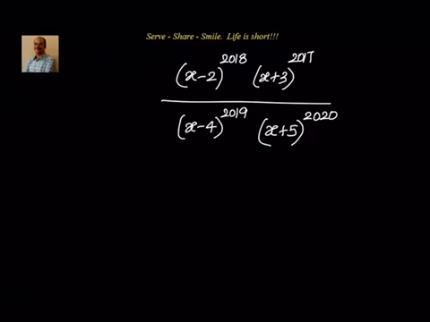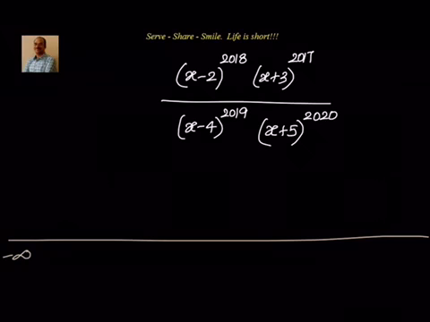Before we go ahead and draw our number line, the thing we have to understand is that whenever the x value is 4 or x value is minus 5, the denominator becomes 0, so f of x will be undefined. So x cannot be 4 or x cannot be minus 5. First we have to understand that.